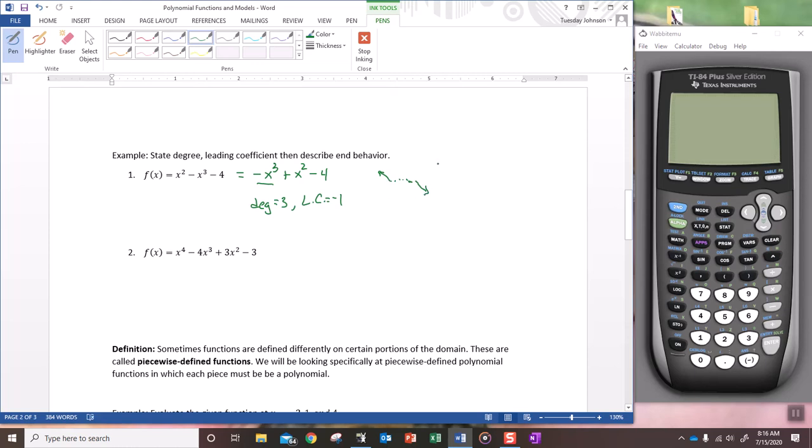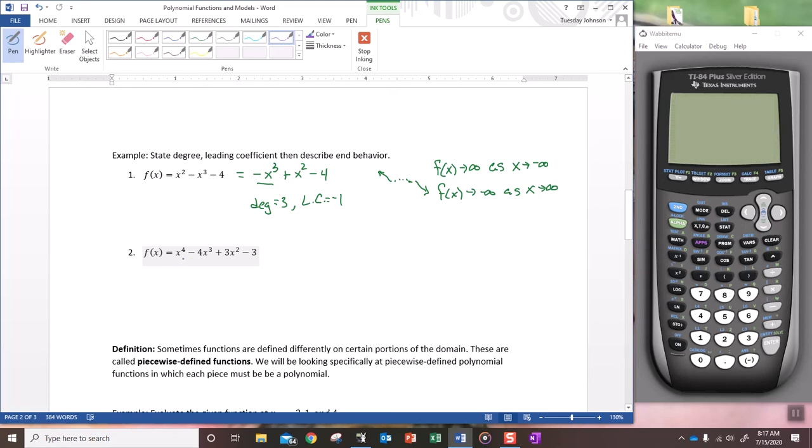And for this we say f of x approaches infinity as x approaches negative infinity. And down here we say f of x approaches negative infinity as x goes to positive infinity.